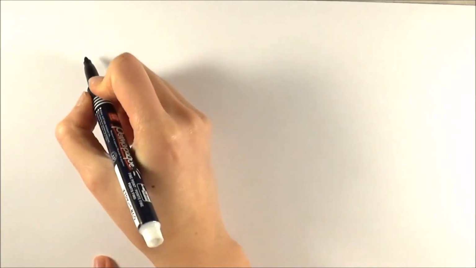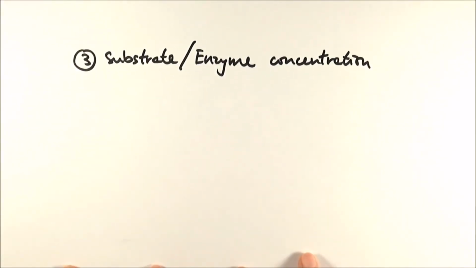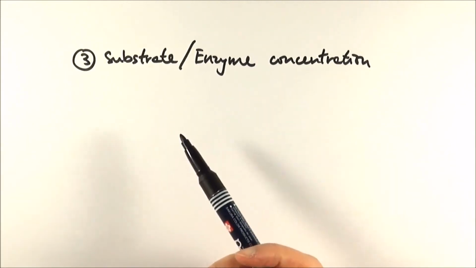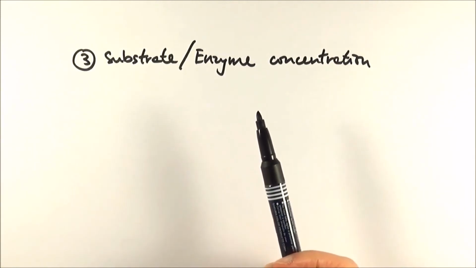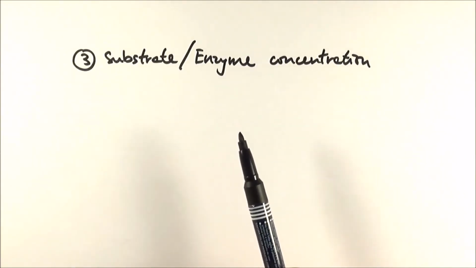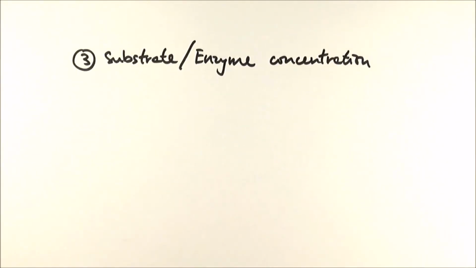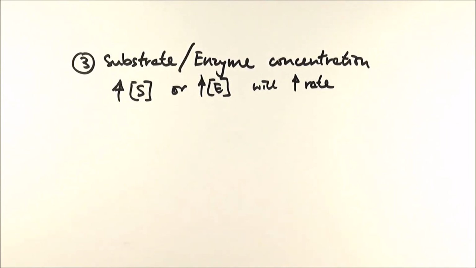And then we come to the last one, which is simple enough: substrate or enzyme concentration. This is a really easy one, it doesn't take much to understand. If you have more substrate, obviously the rate is going to increase because there's more to be broken down. If you've got more enzymes, it means you've got more factories to process the substrate, so the rate also increases. However, this occurs only to a certain extent because one of them will start becoming limiting.